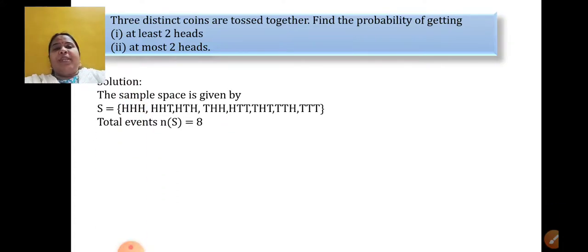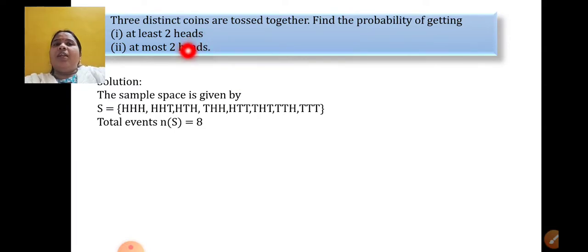This is a sample space. The sample space is given as HHH, HHT, HTH, THH, HTT, THT, TTH and TTT. This is the sample space having 8 elements. So N of S will be equal to 8. Now let us go back to the first event.